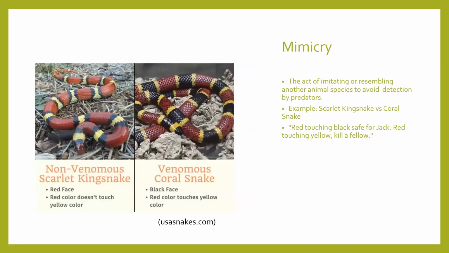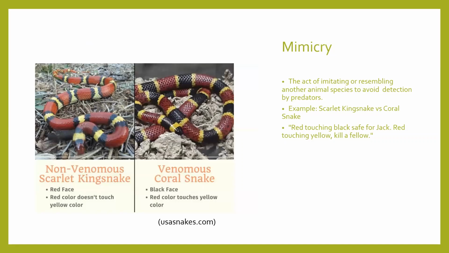The next type of camouflage is mimicry. Mimicry is the act of imitating or resembling another species to avoid detection by predators. There are two main forms of mimicry utilized by both predators and prey, Batesian and Mullerian mimicry. In this slide, there is an example of a scarlet king snake resembling a coral snake. This type of mimicry is referred to as Batesian mimicry.